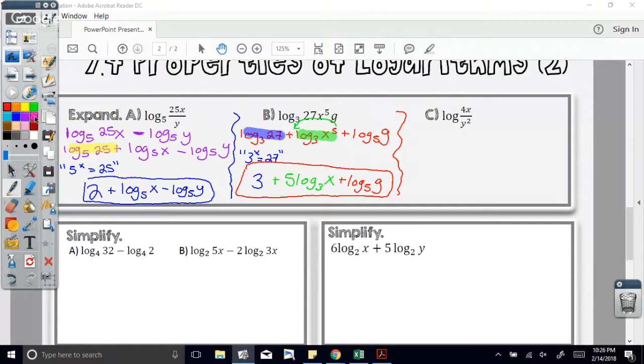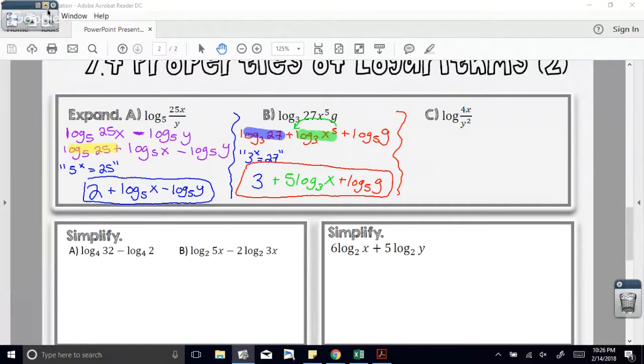Okay, so the very last one in this section right here, expand. I can go a little bit faster. First thing to note is there's a little imaginary 10 here. If you don't see a base, we call it a common log, and it's a base of 10. And once you kind of get the hang of it, you can go a little bit faster.